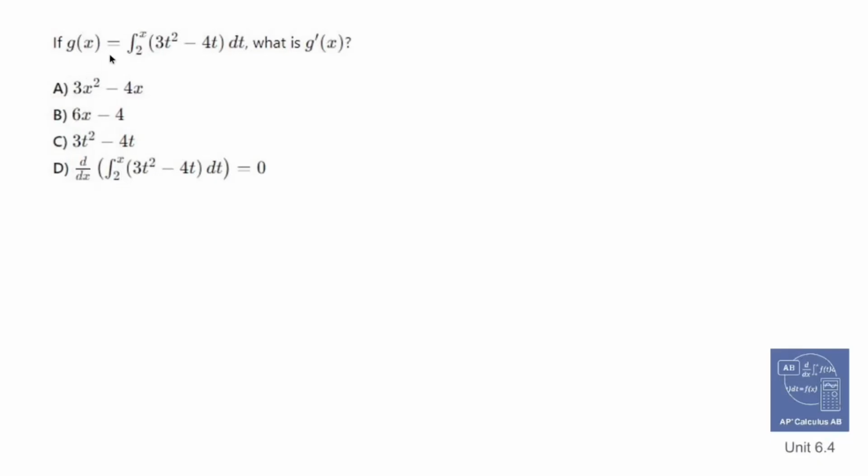If g of x equals the integral from 2 to x of 3t squared minus 4t dt, what is g prime of x? Well, the fundamental theorem of calculus states that a capital G of x would equal the integral of whatever this is. I guess we can call it from a to x of f of t dt. So that's what this is.